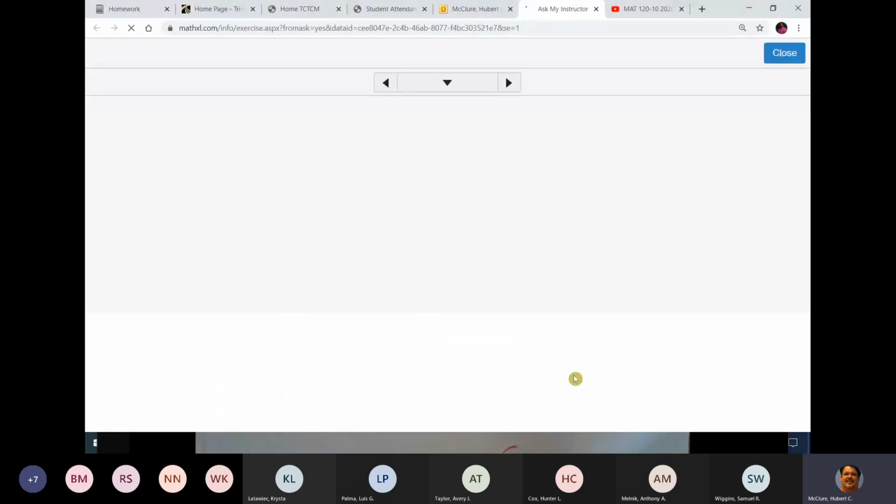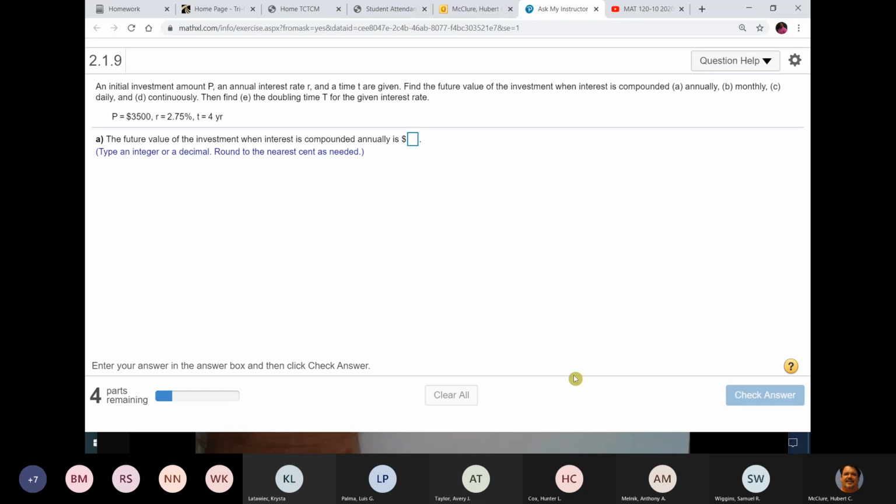2.1, number 9/14. An initial investment P, annual interest rate, time given, find the value. Okay. Is 2.1 isn't that review algebra?